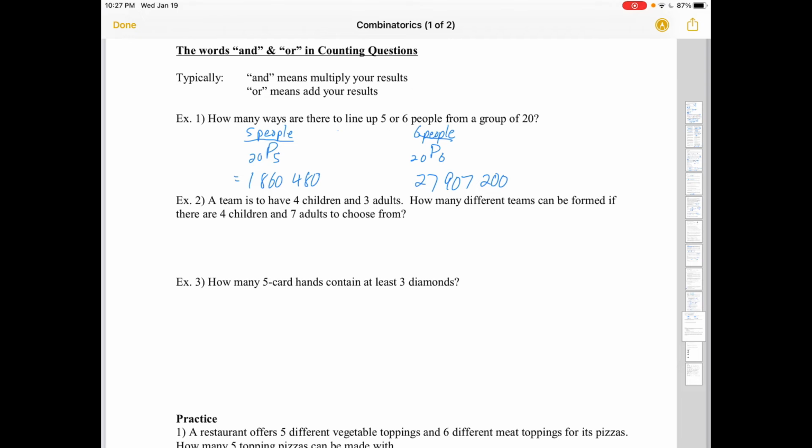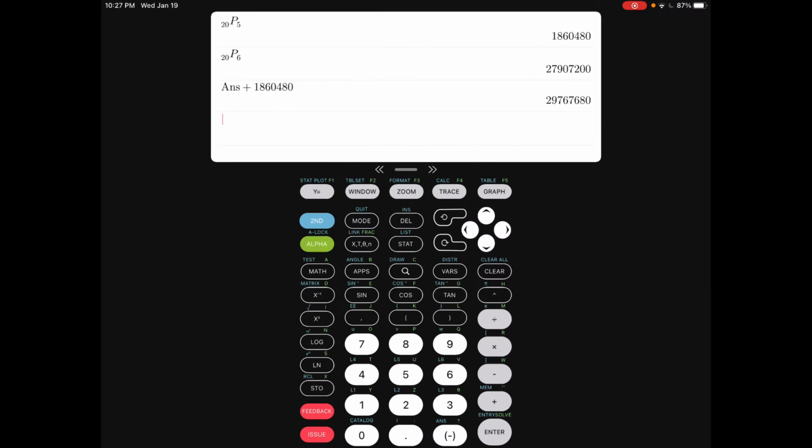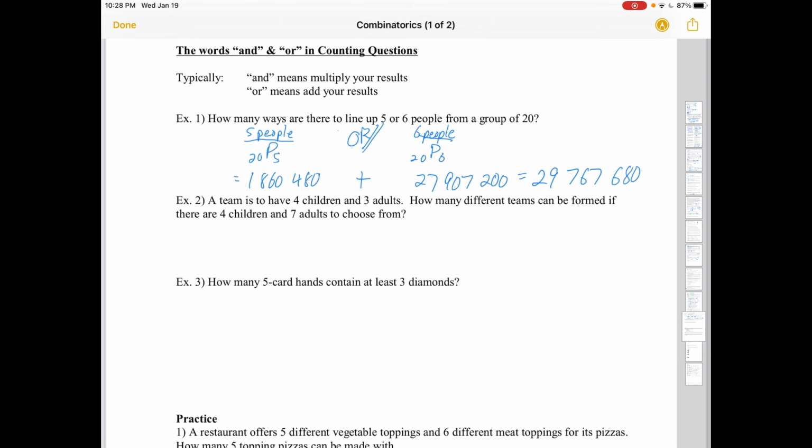And if I want the number of ways that I could get either one of these scenarios or the other scenario, I just take the number of possibilities for the first and add it to the second. That will give me my total number of possible ways this could happen. And we get 29,767,680. A lot of ways. Let's move on to another example.